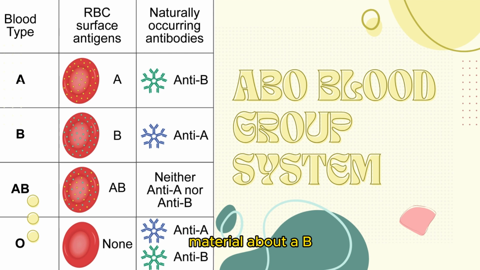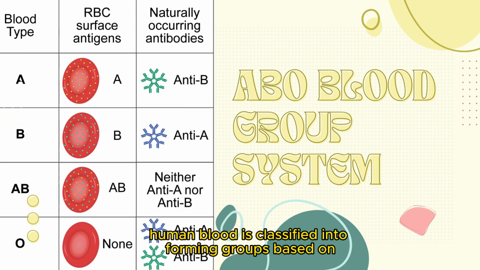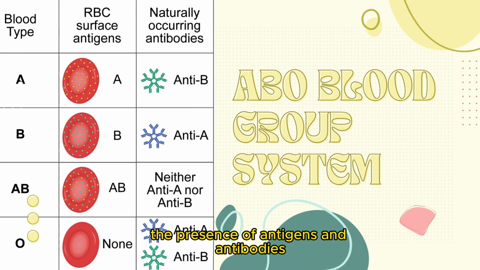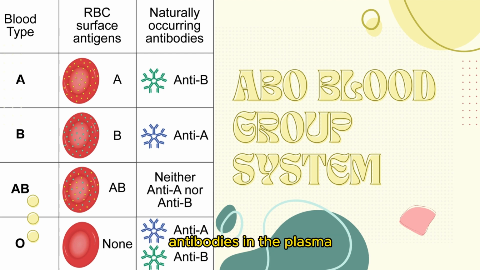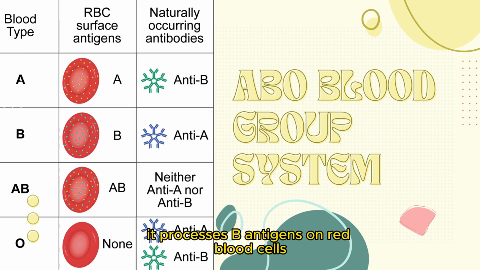Material about the ABO blood group system. In the ABO blood group system, human blood is classified into four main groups based on the presence of antigens and antibodies. These groups are: the first, blood type A. It has A antigens on red blood cells and anti-B antibodies in the plasma. The second, blood type B. It possesses B antigens on red blood cells and anti-A antibodies in the plasma.